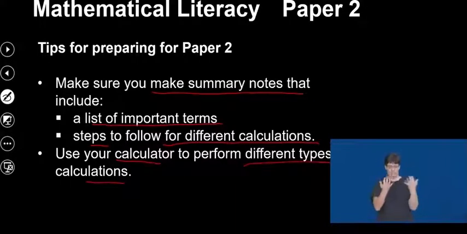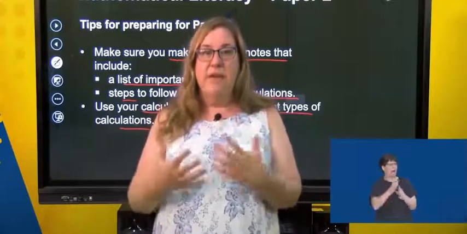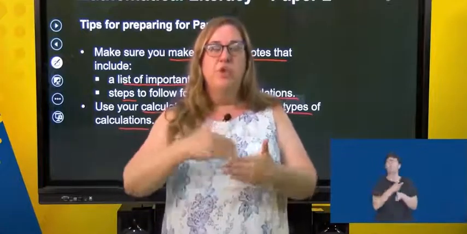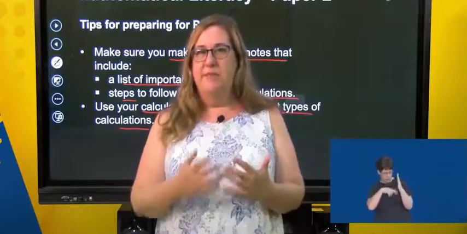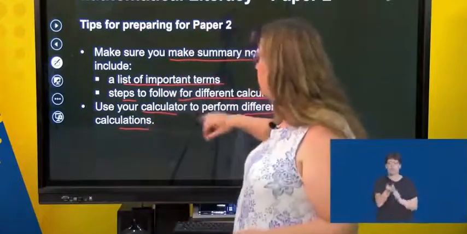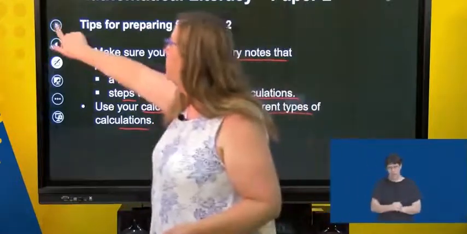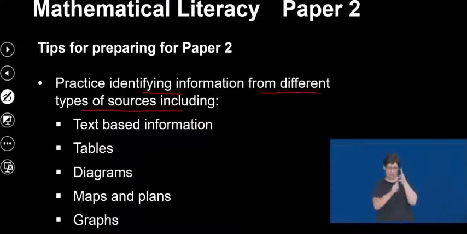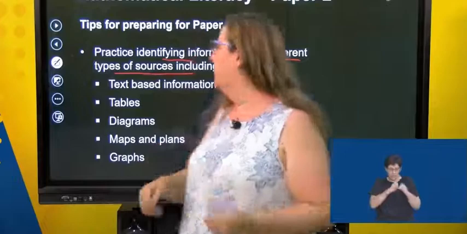And like I said to you, you might see something that you haven't seen before. That's the nature of this paper 2 question, but I know that you have been prepared well enough to tackle it, even if it's something that you haven't done, just by practicing your calculator work. So we need to practice identifying information from different types of sources. So it's important that you take as many different sources as you can and you practice.